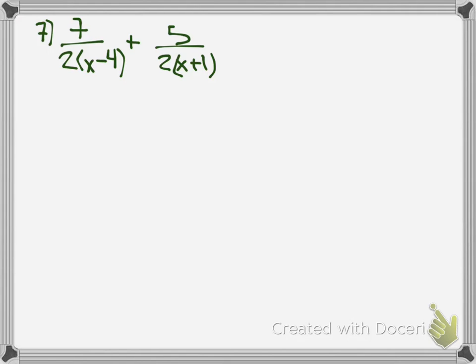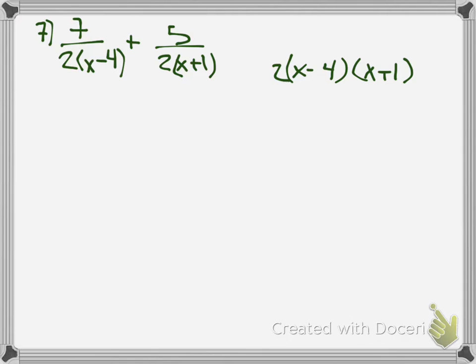Number 7. Okay, so here we have something that's already pre-factored, and you have to find the LCM first. So what do they have in common? They have a 2. Okay, what can I add from the left? I can add an x minus 4. And what can I add from the right? I can add an x plus 1.